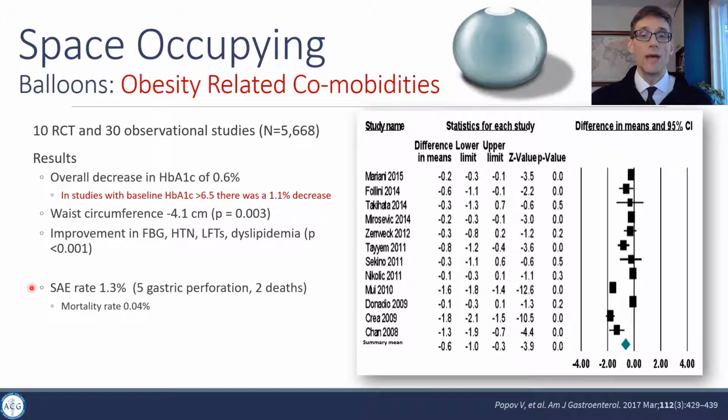The SAE rate for this study was 1.3%, including 5 gastric perforations, and a mortality rate of 0.04%. Again, emphasizing you should not use these in patients with any history of gastric surgery.